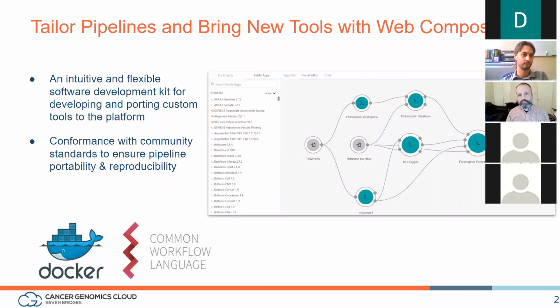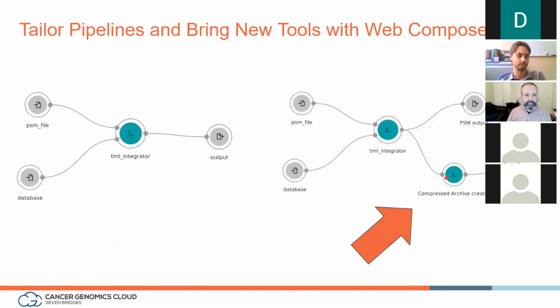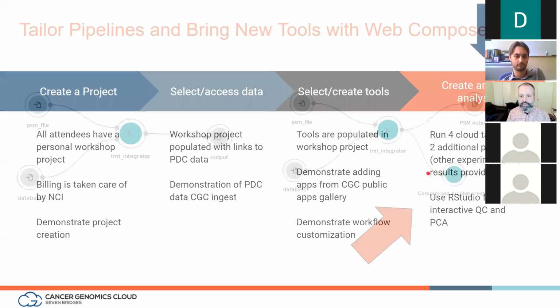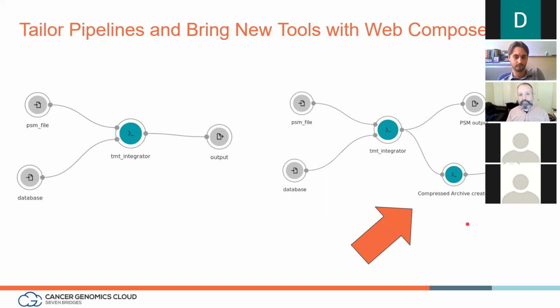What they do is they allow you to encapsulate all your software dependencies, including certain versions of different tools. And the Common Workflow Language allows you to run them at scale in the cloud, and also to use programs like Web Composer to tailor them. An example of tailoring may be something simple that you might want to do. TMT-Integrator actually creates a list of files as the output. You may want to compress those into a zip file to download or send to somebody, so you may create an archive. There's a public app to create the zip file. That would be a simple example of tailoring a workflow.